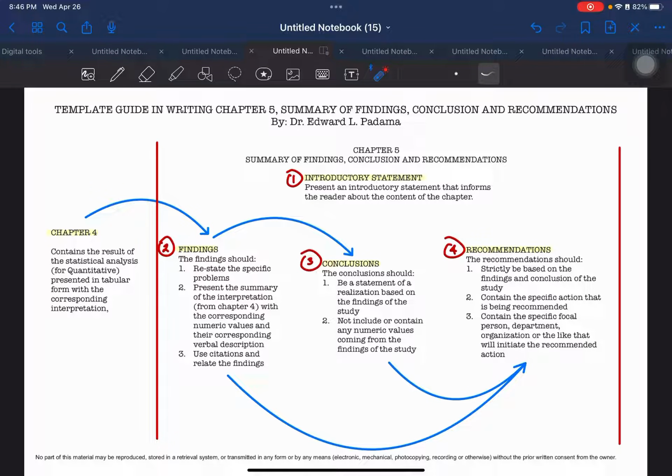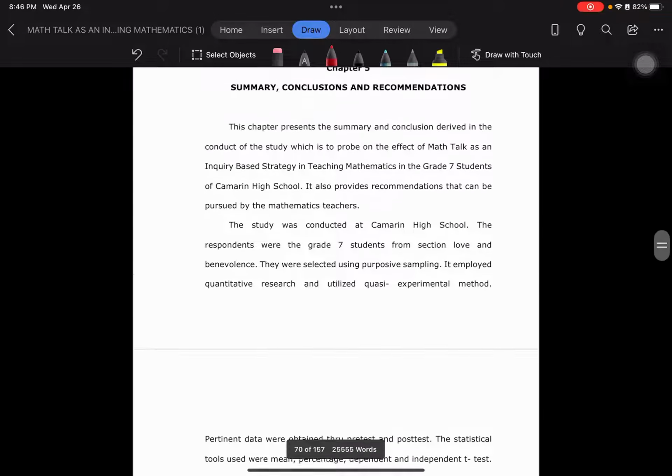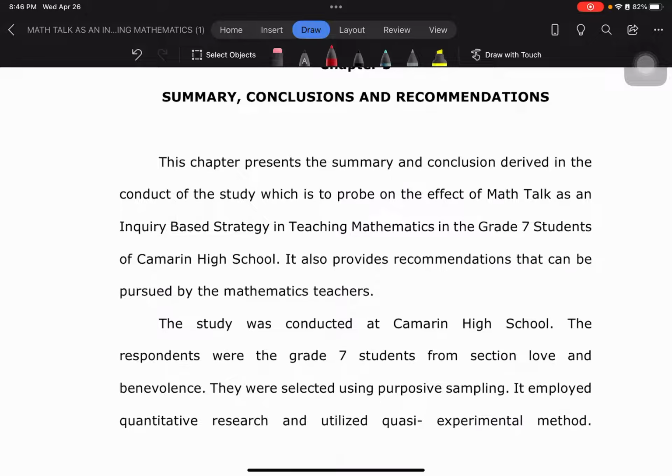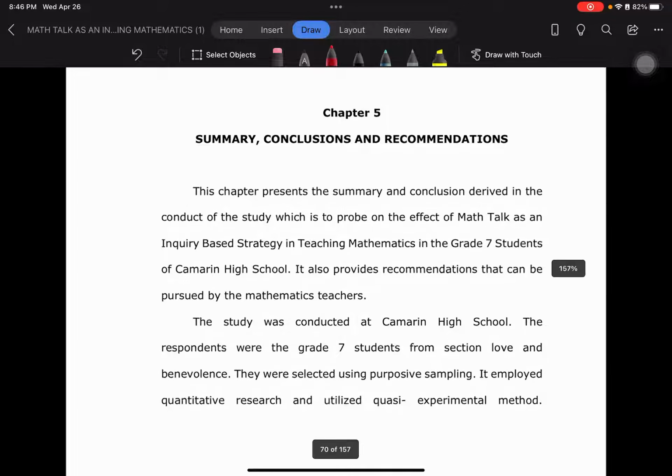So, as mentioned earlier, we will be looking at an actual manuscript wherein we can check if these are reflected on that particular manuscript. So, we are going to go back and forth and try to see and compare if this is observed in that particular manuscript. So, let us go to this part. This is Chapter 5. Summary of findings or the summary, conclusion, and recommendation.